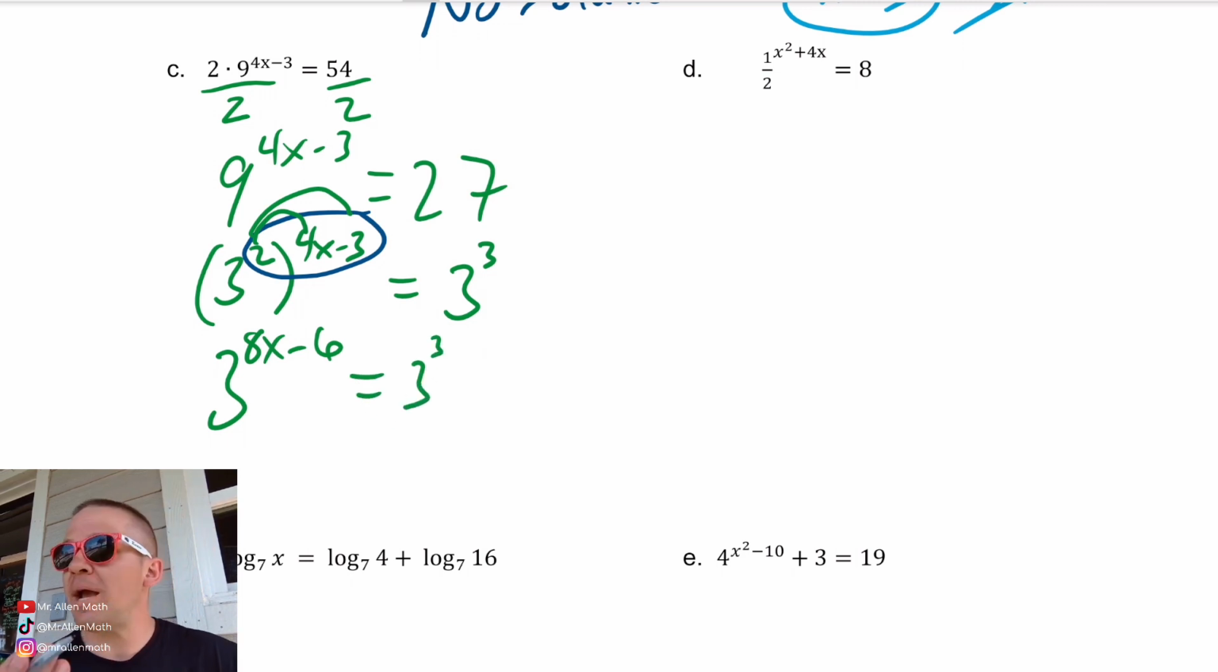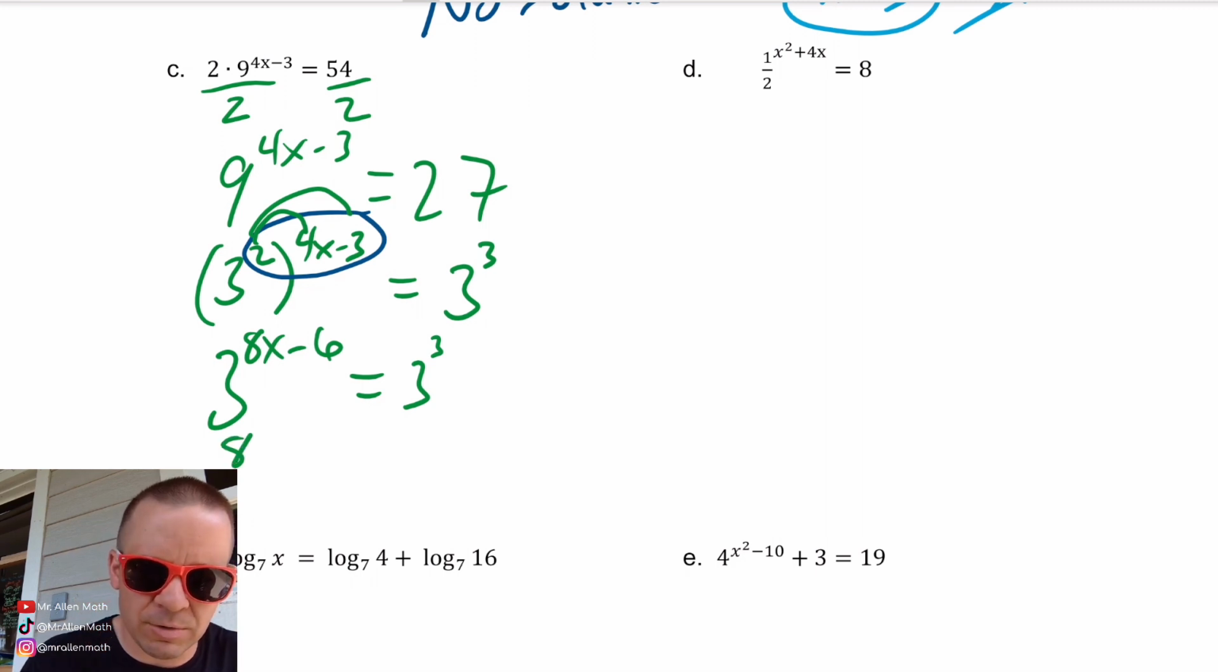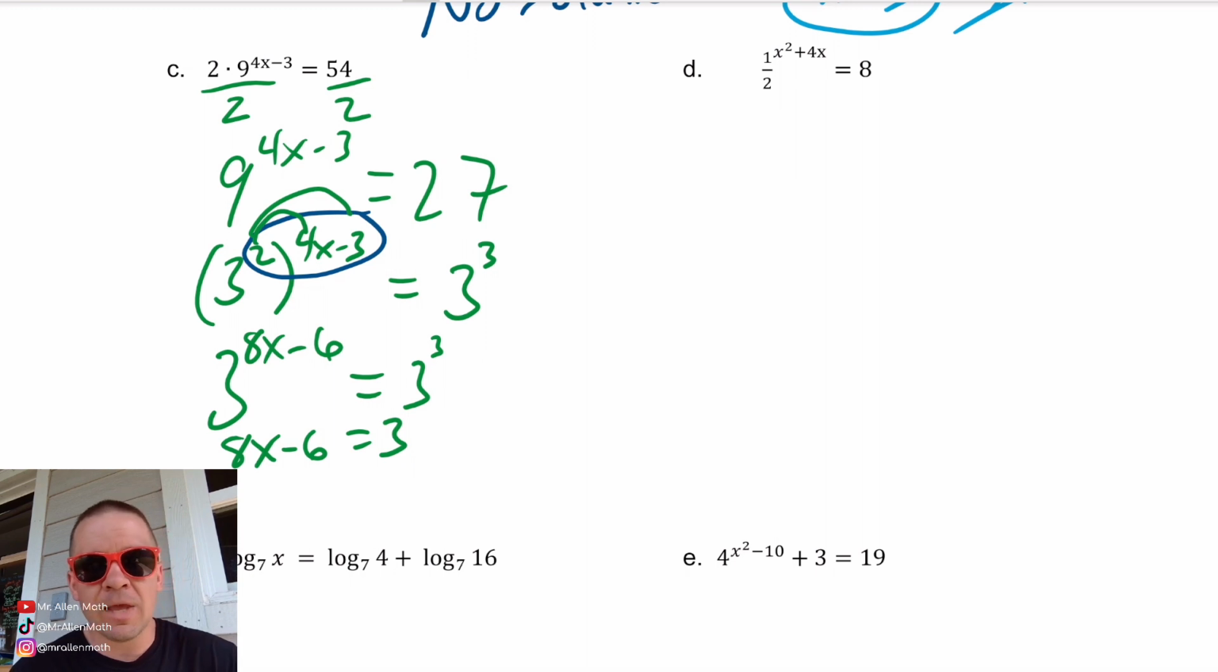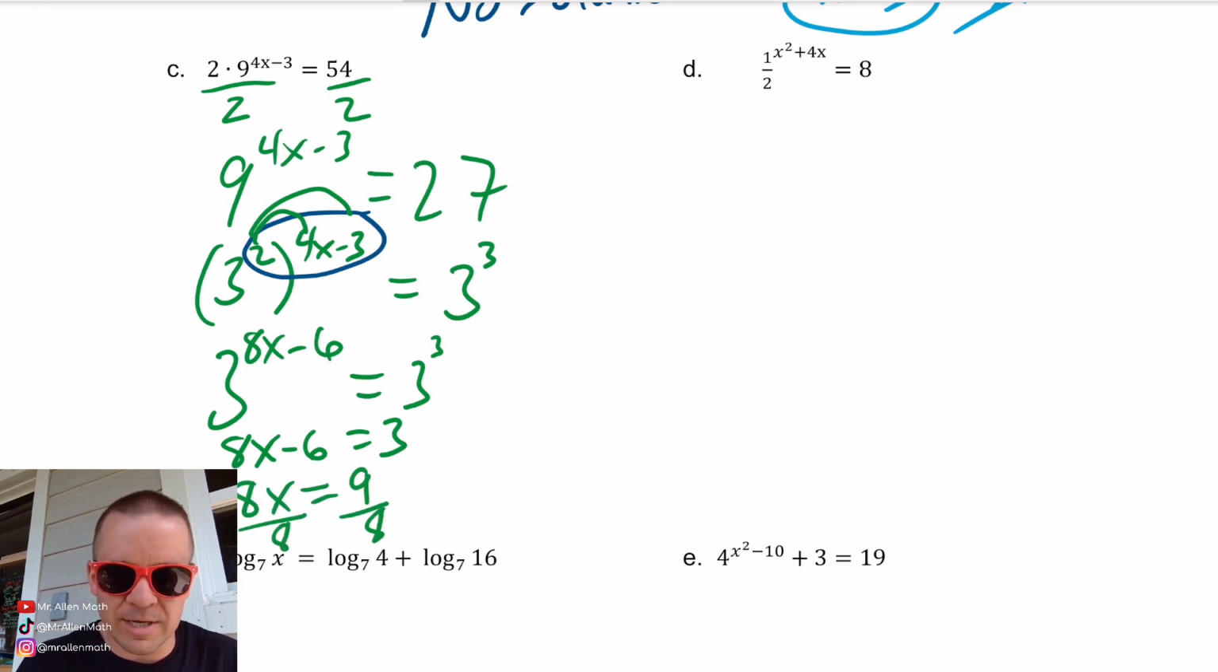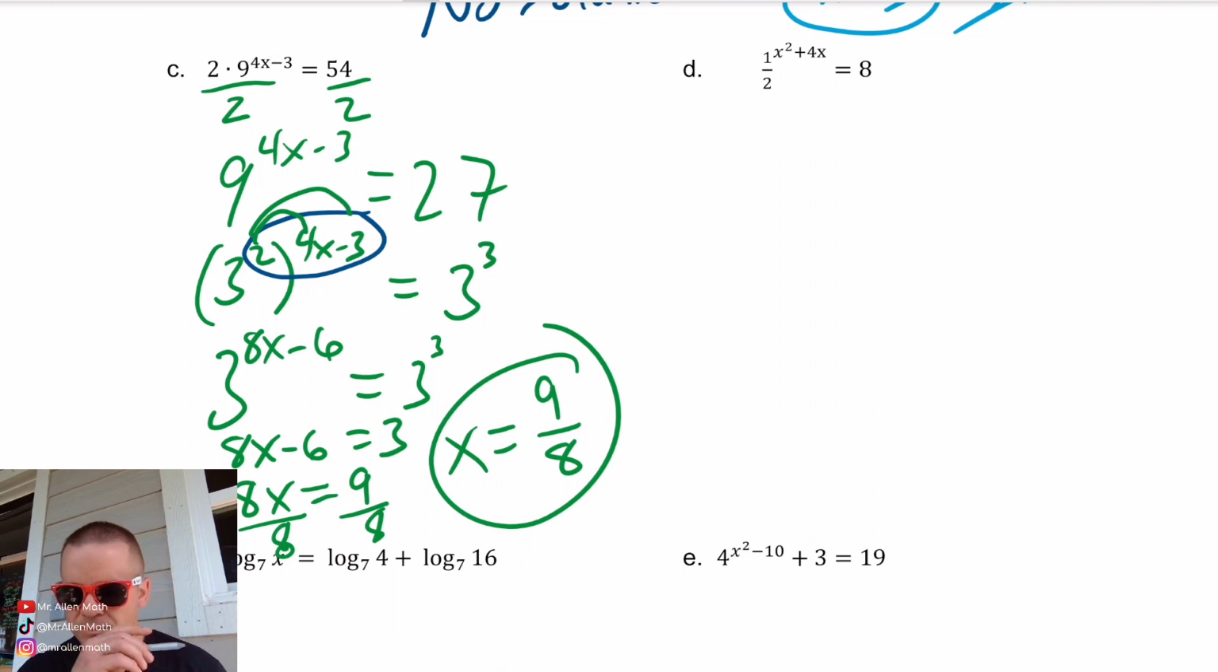Now I have the same base. I can set my exponents equal, just like we did with those logs, with that one-to-one property of logs. It applies to exponents as well. Add 6, I get 8x equals 9. Divide by 8 on both sides, and I get x equals 9/8. Beautiful.